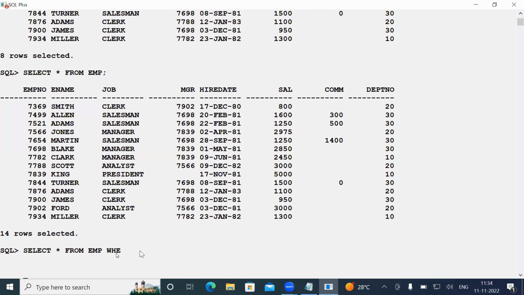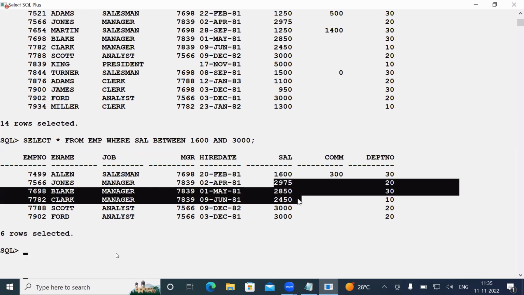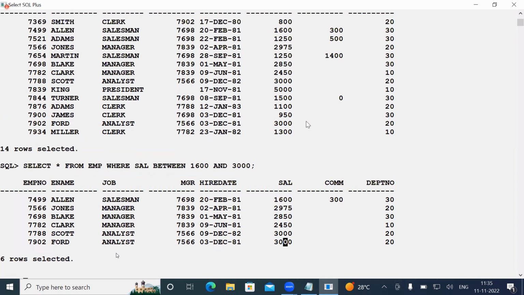Select star from EMP where sal between 1600 and 3000. This is low to high, and as written, it includes the 1600 source value and the 3000 destination value, and the in-between values are also taken. Here 3000 is repeated twice because two employees have a salary of 3000. Got my point?